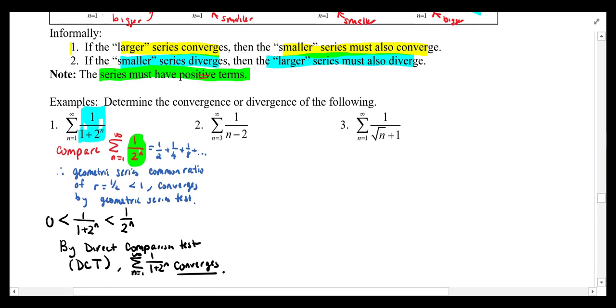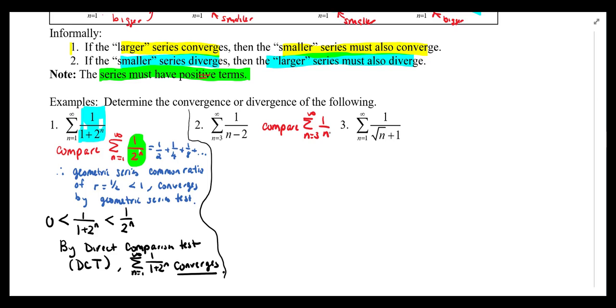All right? So let's try number 2. n minus 2. Oh, what's an easier one? Yeah, I'd compare it with just 1 over n. Yep, so the sum from n equals 3 to infinity of 1 over n. We know 1 over n is like 1 over 3 plus 1 over 4 plus 1 over 5. This is a p series, or actually this is the harmonic series. Or you could say the p series with p equal to 1. And we know that that diverges.